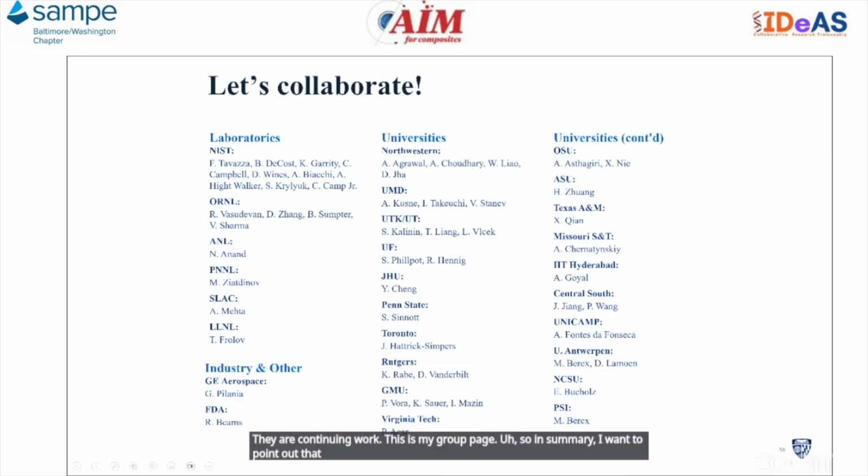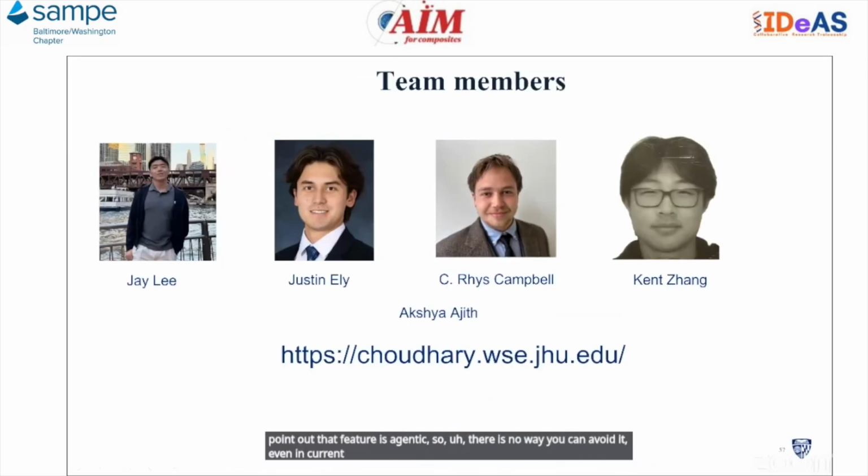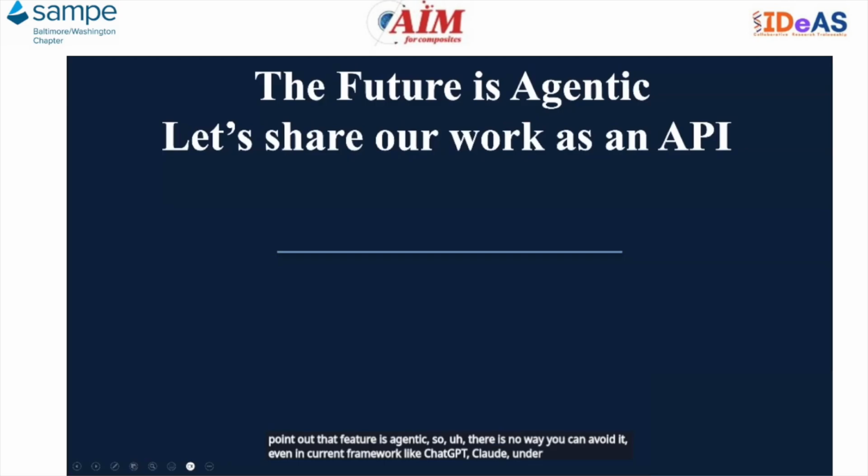So in summary, I want to point out that the future is agentic. There is no way you can avoid it. Even in current frameworks like ChatGPT, Claude, under the hood, they are using agentic features. Suppose you ask, find me papers about this, they will go and search in a web browser or some other datasets and then give a response to you. So this is the future.